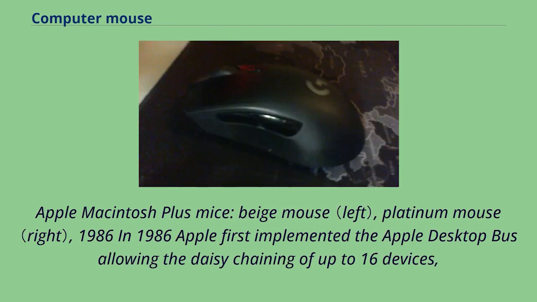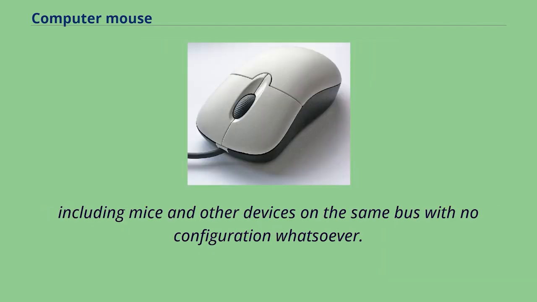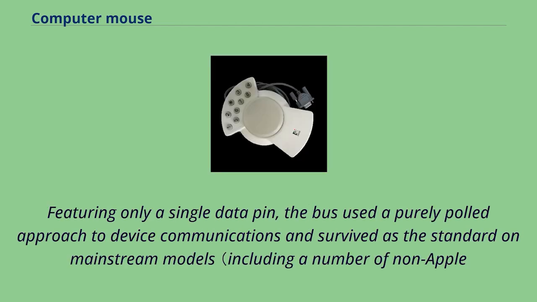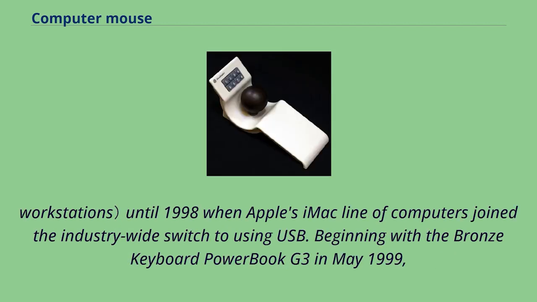Apple Macintosh Plus Mice, Beige Mouse, Platinum Mouse, 1986. In 1986 Apple first implemented the Apple Desktop Bus, allowing the daisy chaining of up to 16 devices, including mice and other devices on the same bus with no configuration whatsoever. Featuring only a single data pin, the bus used a purely polled approach to device communications and survived as the standard on mainstream models, including a number of non-Apple workstations, until 1998 when Apple's iMac line of computers joined the industry-wide switch to using USB.